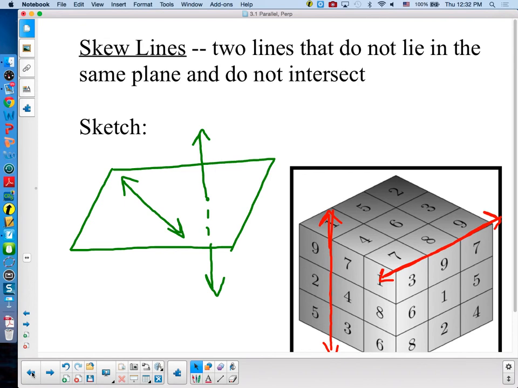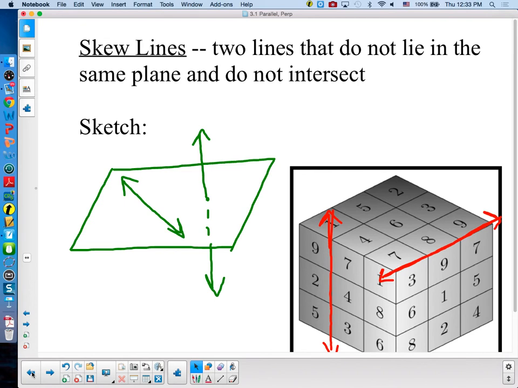Parallel would be the top brown edge and this shelf markers. That would be parallel. What would be skewed to this brown edge? Doesn't intersect it, but also... okay, so maybe this edge on the doorway, this edge is skewed to that brown one. They're not in the same plane, but they still don't intersect. They're not parallel.